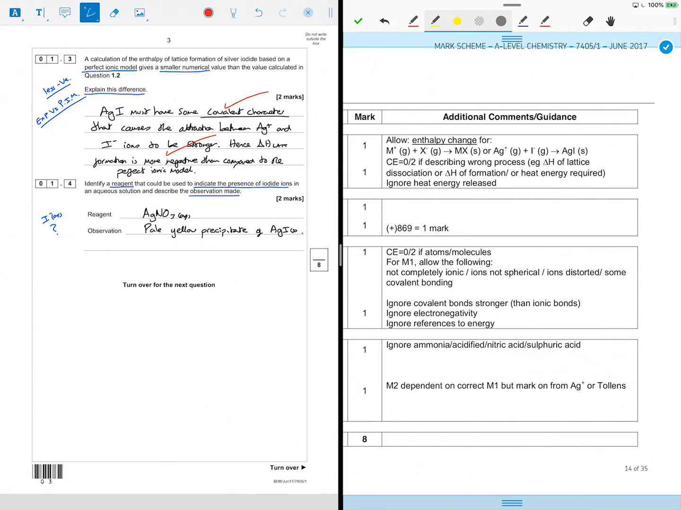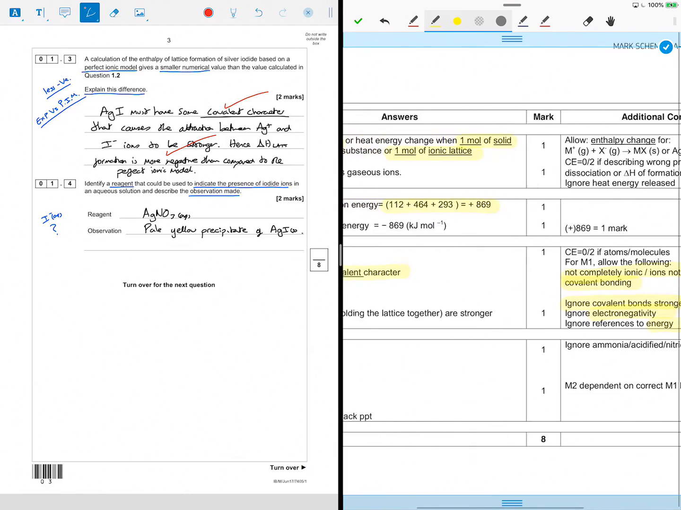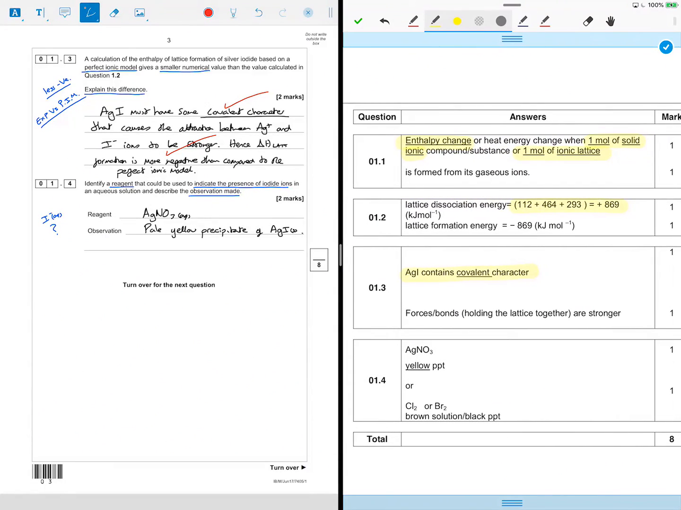Okay, so what else are we saying? For M1, allow the following. Not completely ionic. Ions are not spherical. Ions are distorted. Some covalent bonding. You could have said those instead of covalent character. Ignore covalent bonds are stronger than ionic bonds. That's not true, technically speaking. No mention of electronegativity or energy needed to be mentioned there. It's just in terms of strength of forces.